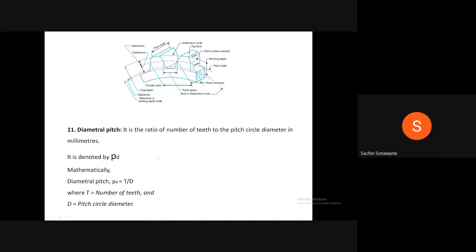Now the next definition, diametral pitch. It is the ratio of the number of teeth to the pitch circle diameter in millimeters. It is denoted by the letter PD. Mathematically, diametral pitch PD is equal to T divided by D, where T is the number of teeth and D is the pitch circle diameter.